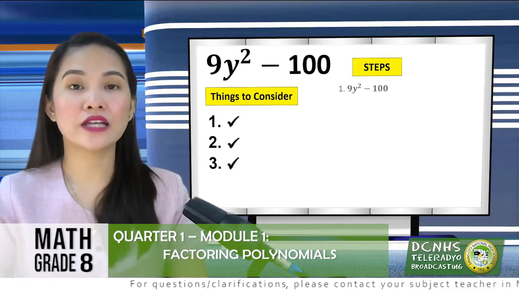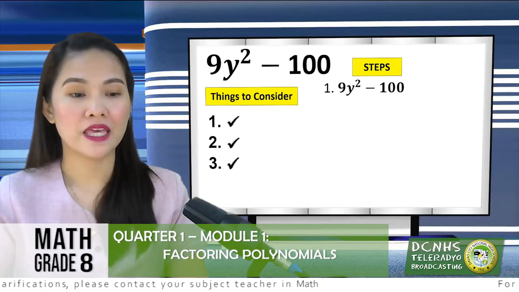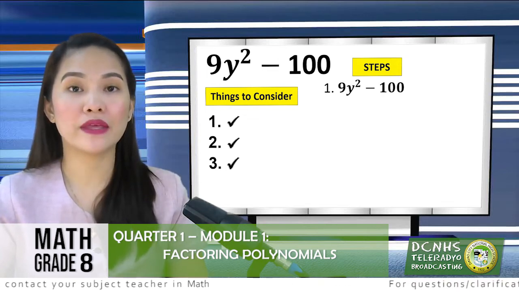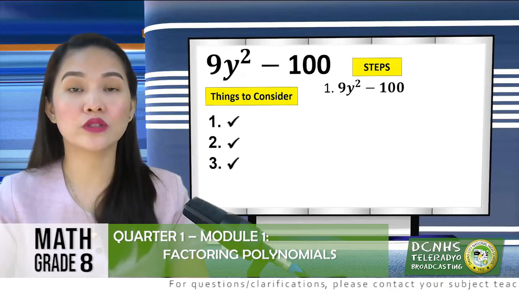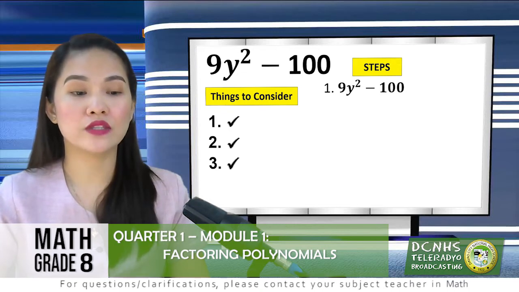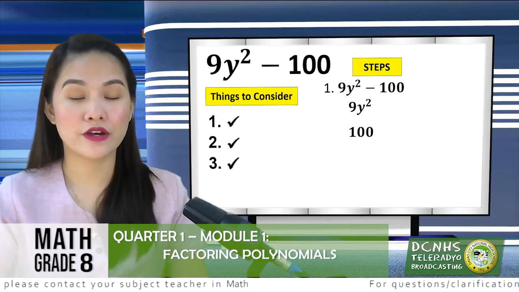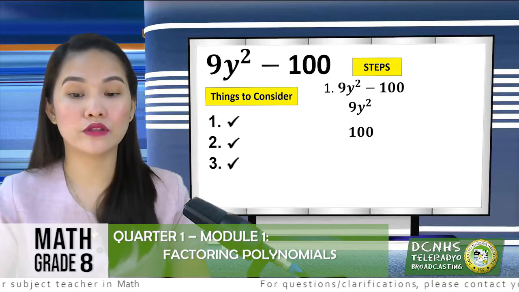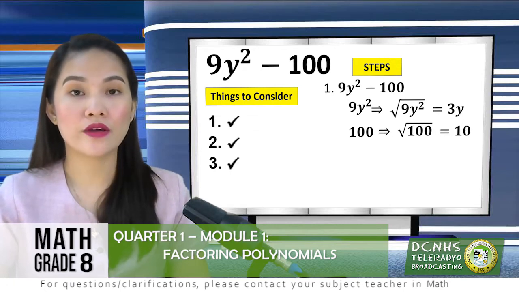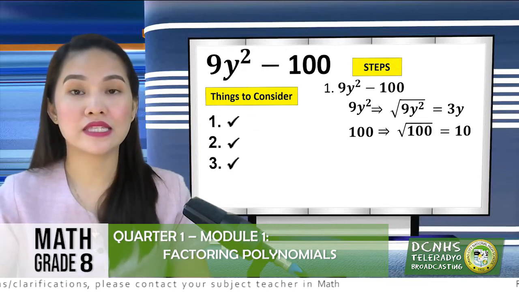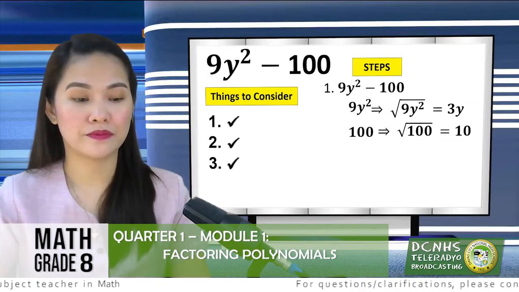Before proceeding to factoring difference of two squares, check the expression first, if it can be factored using common monomial factoring. Since there are no common factors between the two terms, then we can proceed to the steps in factoring the difference of two squares. First, extract the square root of 9y squared and 100. The square root of 9y squared is 3y, and the square root of 100 is 10.